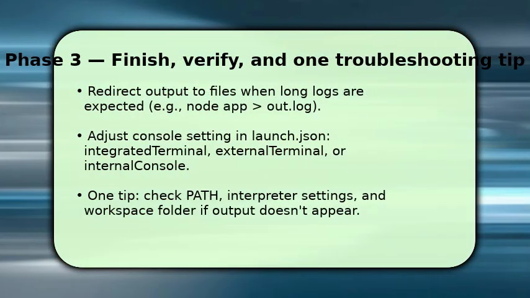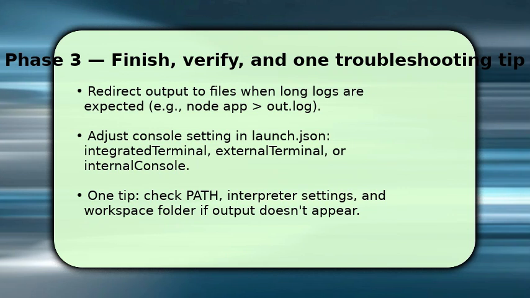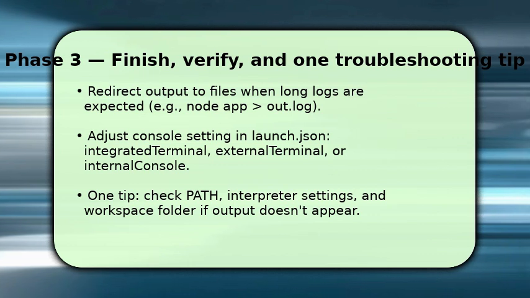You finish by confirming where output lands: terminal, debug console, or a redirected file. If you need persistent logs, run with redirection like node app.js > out.log, and then open that file. Make sure launch.json specifies integrated terminal or external terminal depending on interactive needs.